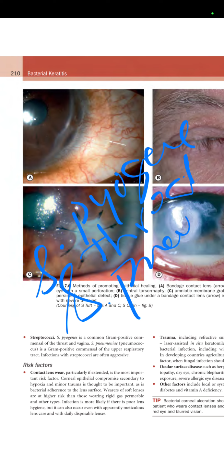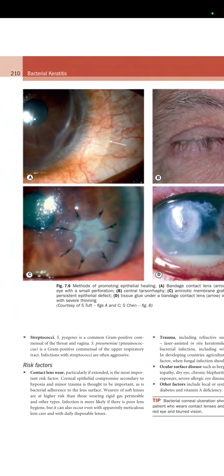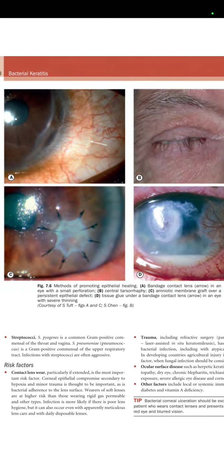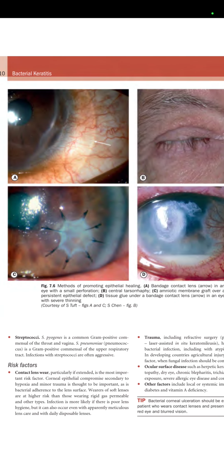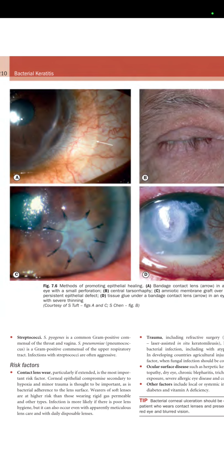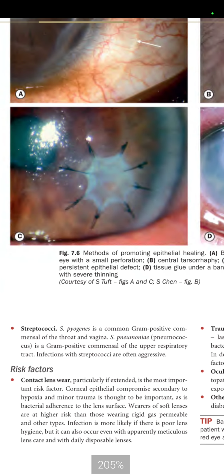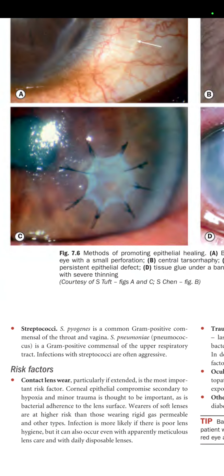Risk factors. What are the risk factors of bacterial keratitis? Contact lens wear, trauma, ocular surface disease, and other factors. So there are multiple factors that can increase the chance of the cornea getting bacterial keratitis. Contact lens wear is very important because it is the most commonly used. Contact lens wear, particularly if extended, is the most important risk factor.